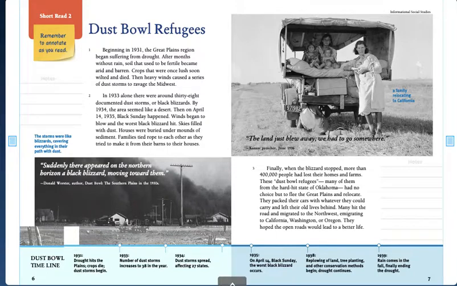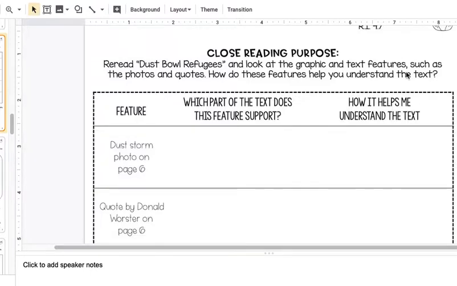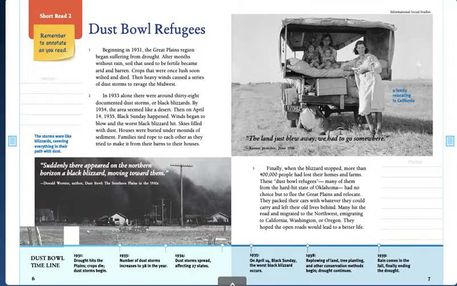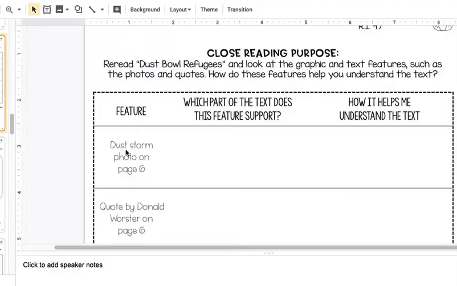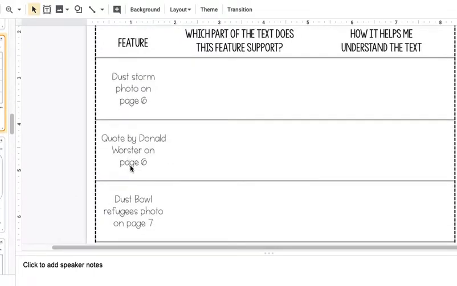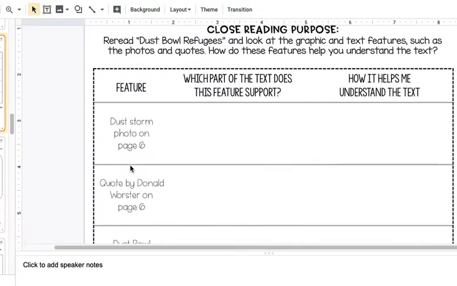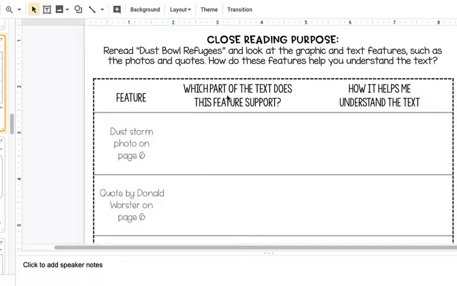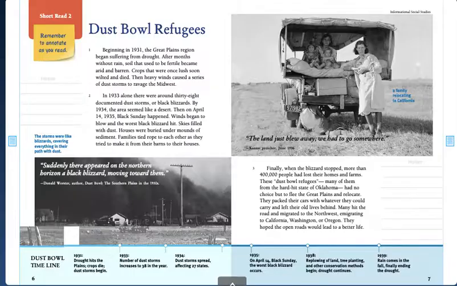So it helps support our understanding, just like in your ELA packet. How does it help you understand the text? So the author is including these features to help us understand it better. So that's what we're thinking about in this lesson. So let's look at the first feature. So on the left-hand side right here, there's 4 features that it wants you to say which part of the text it supports and how it helps me understand. So the first one is a dust storm photo on page 6.